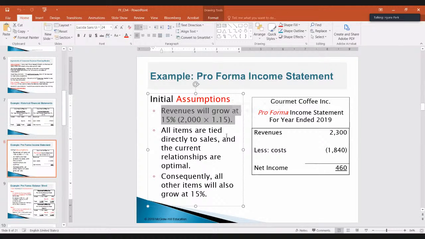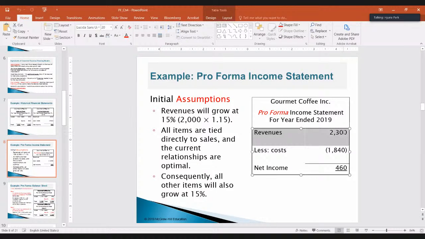So what if sales revenue grows at 15%? So 2000 was the last year's sales growing at 15%. So what if sales revenue becomes 2,300? So using this, make a pro forma balance sheet and pro forma income statement. That's your task in this numerical example.